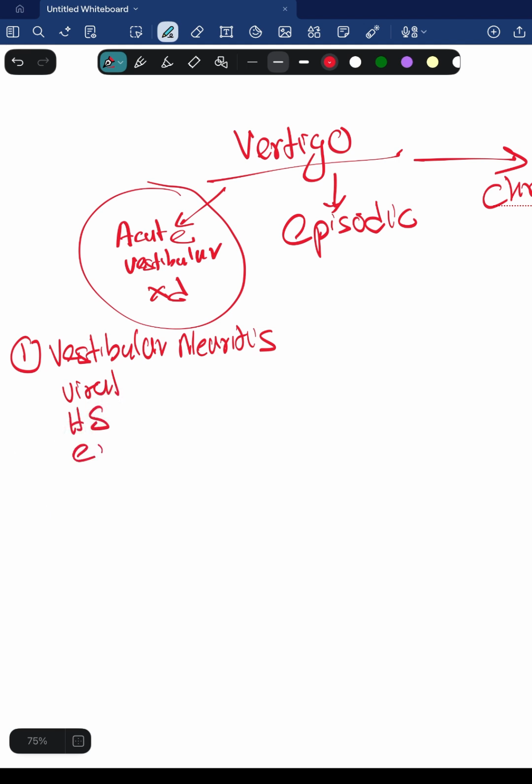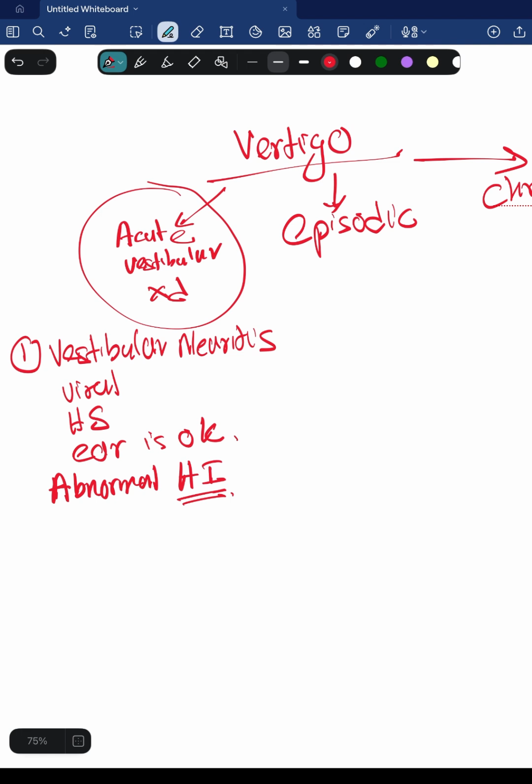So I would just put ear is okay, right? These people will have severe vertigo, these people will have nystagmus, and importantly they will have an abnormal head impulse test. Now, the head impulse test is something that you should know. So read about it, watch a video of how to do it, and then you'll understand it.